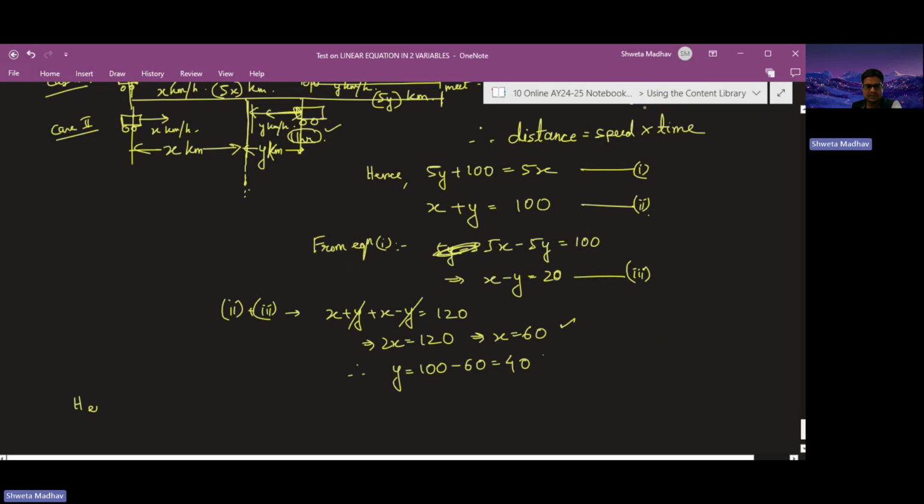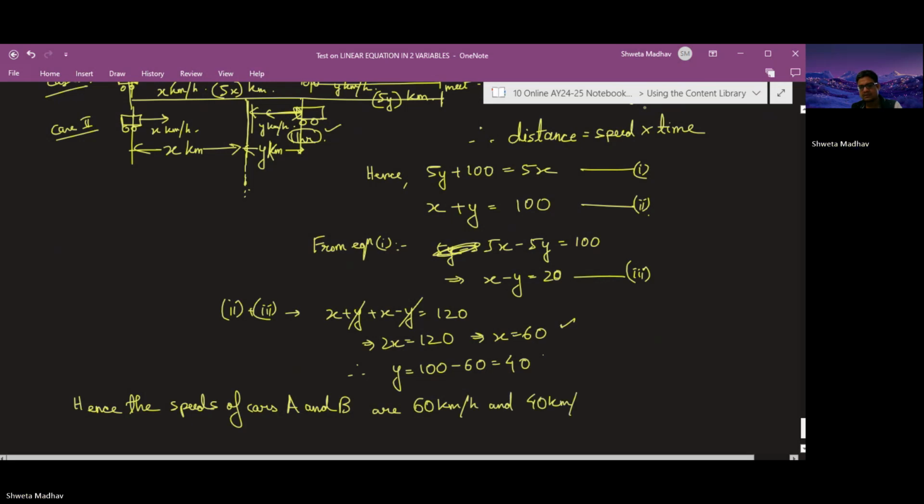So hence we will write: hence the speeds of the cars A and B are 60 kilometer per hour and 40 kilometer per hour respectively, which is the required answer.